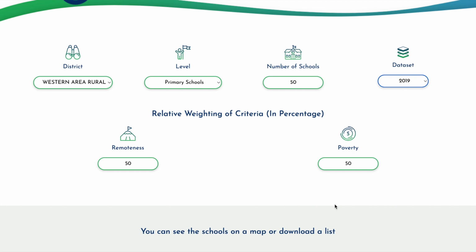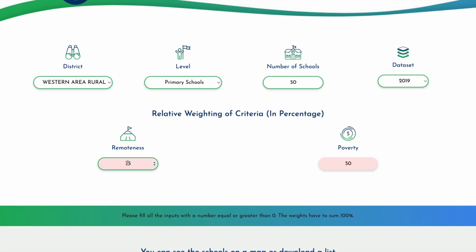For example, Level 2 approval is based on the remoteness of the school, how far it is from the nearest Level 2 approved school, and the poverty rate of the chiefdom. So it prioritises remote schools in poor areas. Using the default setting, the tool gives equal importance to both of these criteria, remoteness and poverty. You can also choose to give more importance to remoteness or poverty. Just make sure that the numbers you choose add up to 100%.